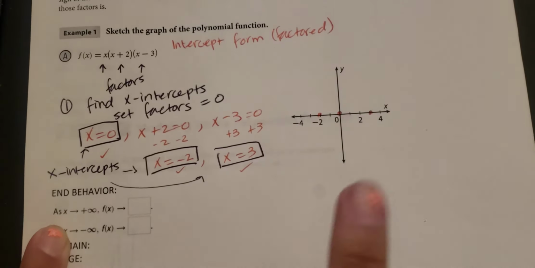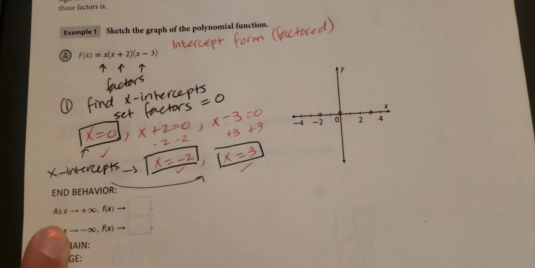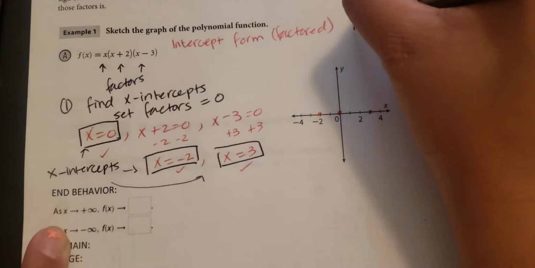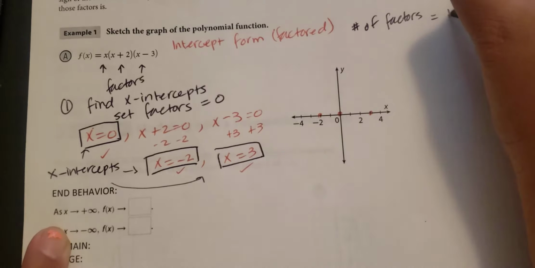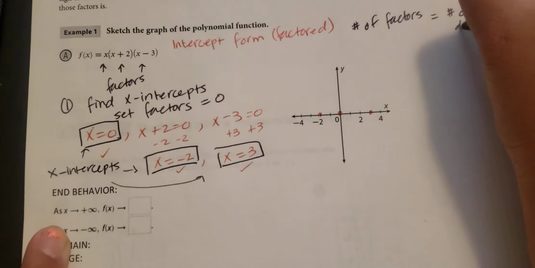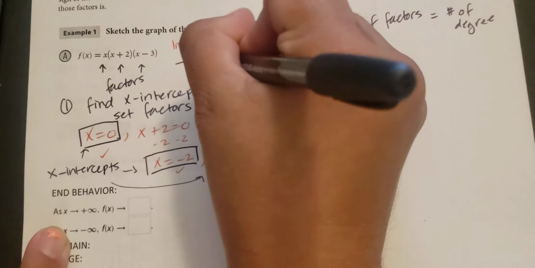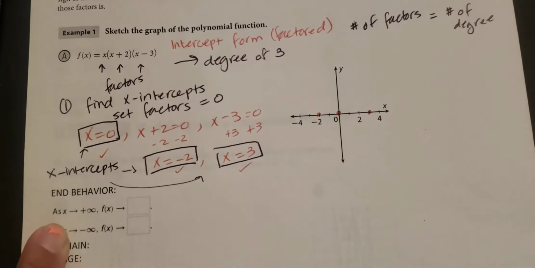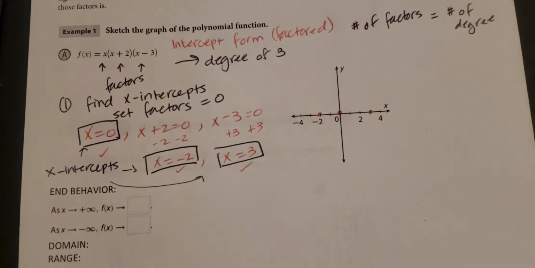Okay? Now, another thing you should know, since we have 3 factors, that tells us this has to be a degree of 3, okay? So the number of factors should equal the degree, okay? So obviously this one has a degree of 3. So that should give you an idea of what this should look like. That means you're graphing a cubic function, okay? All right, let's move on to the next part.